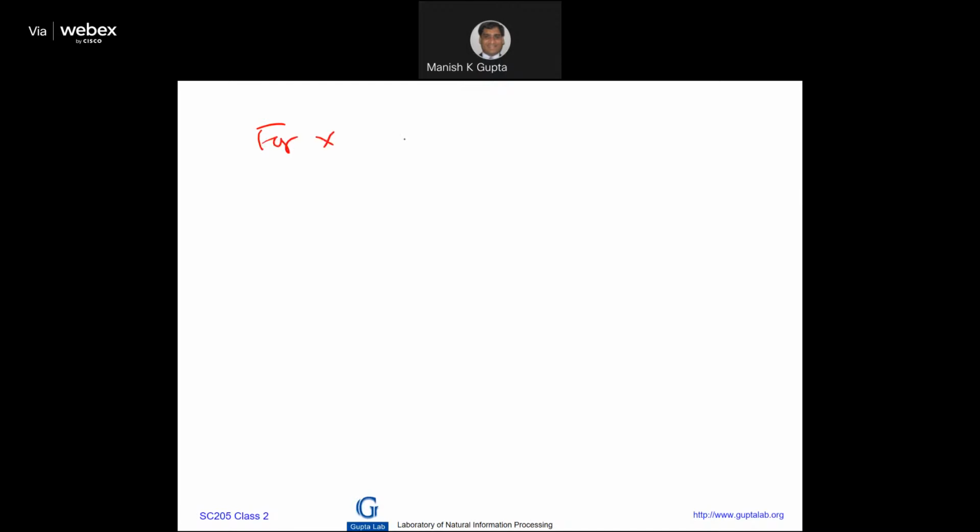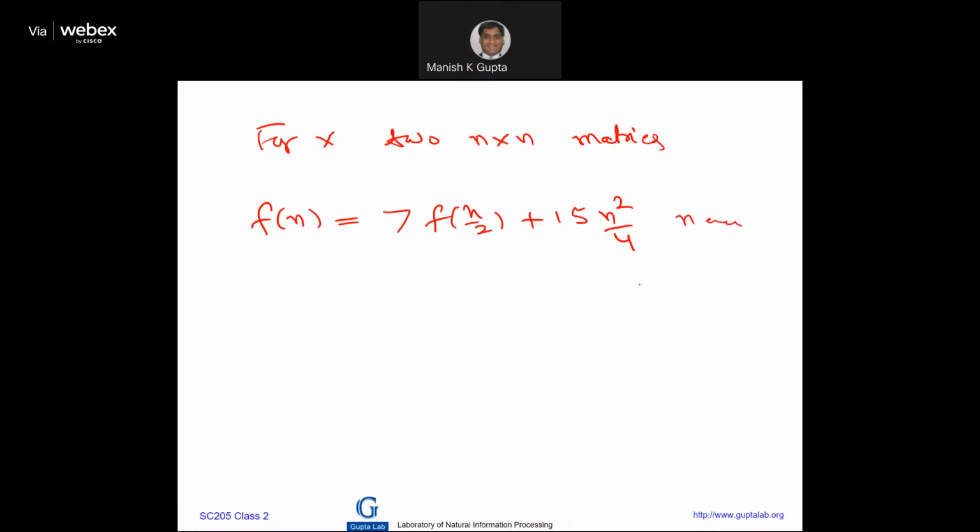For multiplying two n by n matrices, the recurrence relation turns out to be f of n is equal to 7 f of n by 2 plus 15 times n square by 4. Of course, n is given here. So then f of n is, by using this master theorem, big O of n raised to power log 7. So this is the complexity for multiplying two matrices, I think.